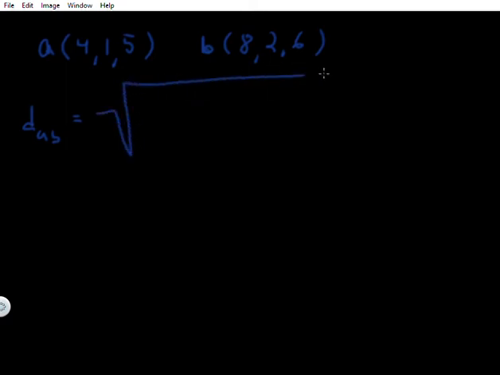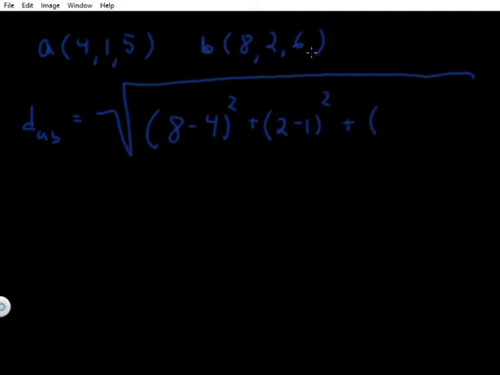Okay, so let's give this a go here. It's a big square root, and we would have to do 8 minus 4 squared, plus y2 minus y1, 2 minus 1 squared, plus 6 minus 5 squared. And FYI, if you did 4 minus 8, that's fine because we have a square here, and that wouldn't break math in any way because we're going to have all positives under the square root.